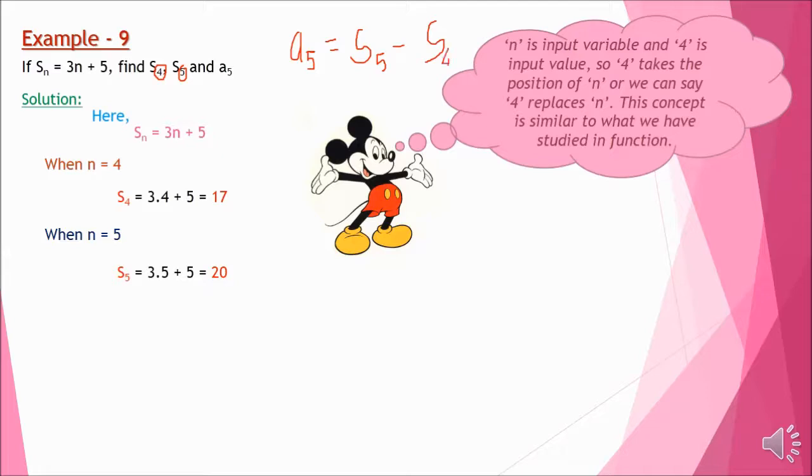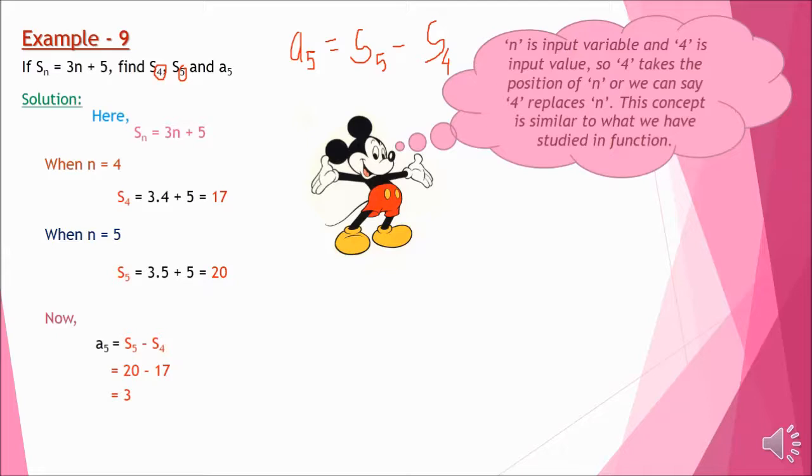That is 20 minus 17, which is 3. Now in this way you can solve any sort of question. Therefore A5 equals 3.